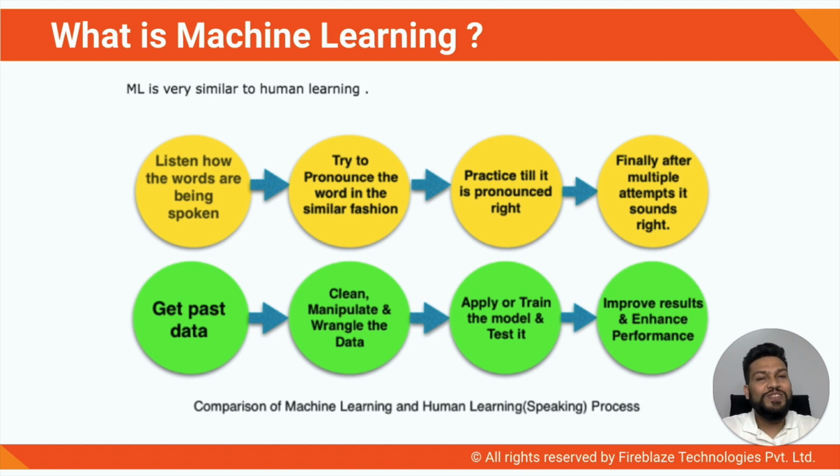Similarly, a machine also learns to predict for you. The first step over there is to get the past data, then clean, manipulate and wrangle the data. So you need to do a lot of data pre-processing.